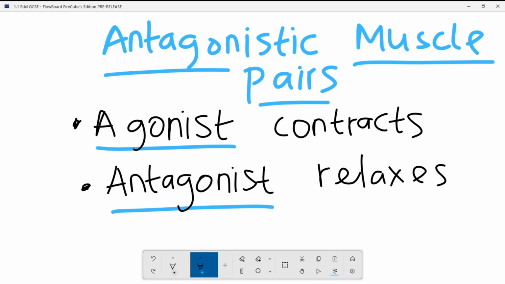Now, most of the time your muscle doesn't just work on its own. It usually works in pairs, or maybe even 3 or 4 at once. So we have antagonistic muscle pairs, which are when two different muscles work together to allow a movement to happen. In an antagonistic muscle pair, we have the agonist, which is the muscle that contracts, and we have the antagonist, which is the muscle that relaxes.